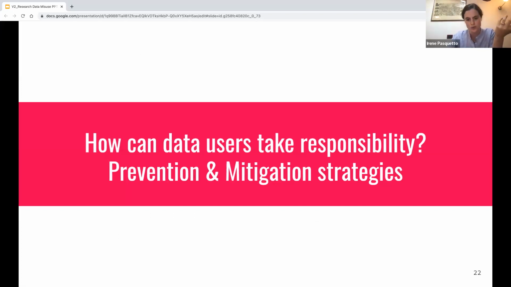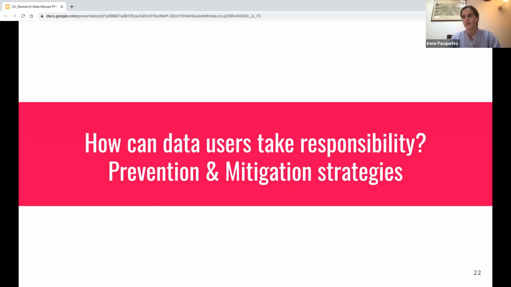So for data reusers to be able to take responsibility for preventing harm that can emerge from misusing data, science stakeholders and data intermediaries then need to put these data reusers in the condition to be able to do such a thing, right? So that's the idea behind the prevention and mitigation strategies, especially the prevention strategies. These strategies are aimed at empowering users with information that can help them prevent harm caused by data misuse. Now, we divided these strategies in two categories. The prevention strategies are aimed at trying to prevent unintentional misuse, while the mitigation strategies are intended to mitigate intentional misuse.